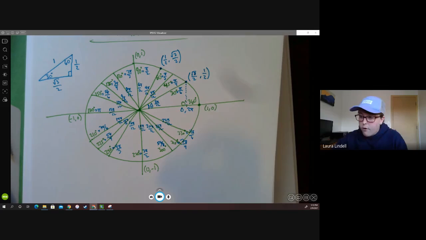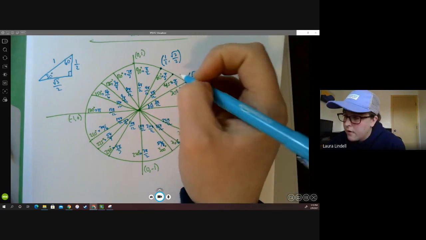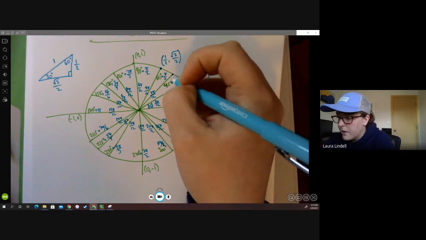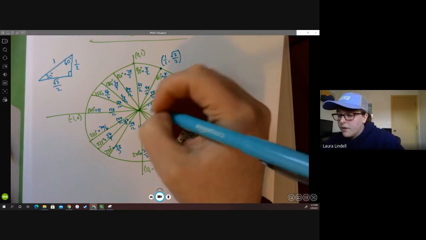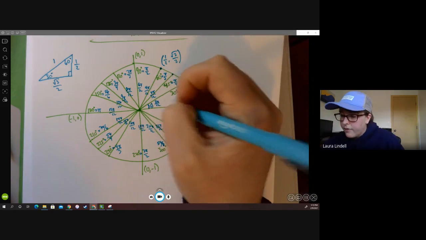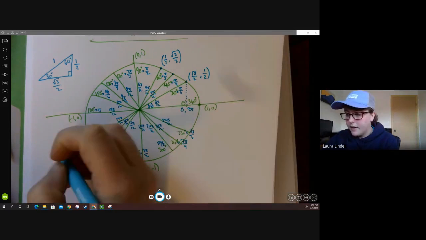Then the 45, 45, 90 here. So this one, if I were to drop a vertical down and make a right triangle, we'd end up with 45, 45, 90. So we're going to take a look at that next.